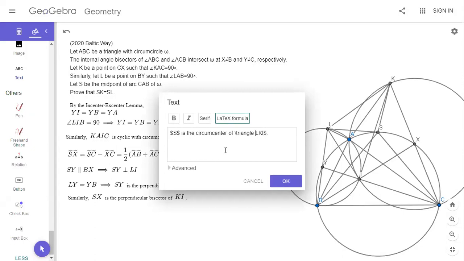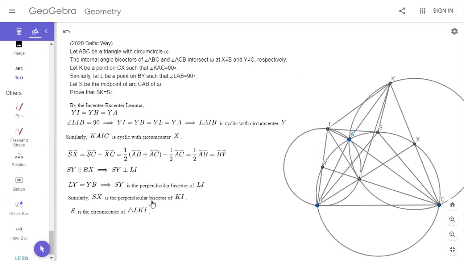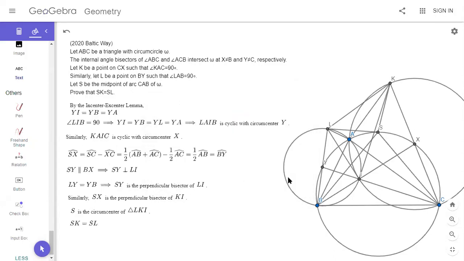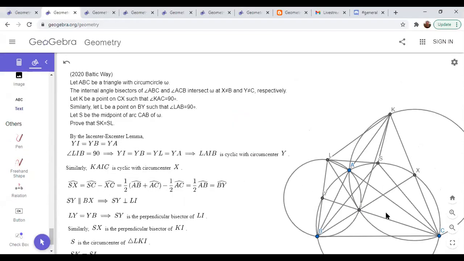And so that means SK is equal to SL. All right, sounds good. All right, let's move on to the next one. This is a fun one.